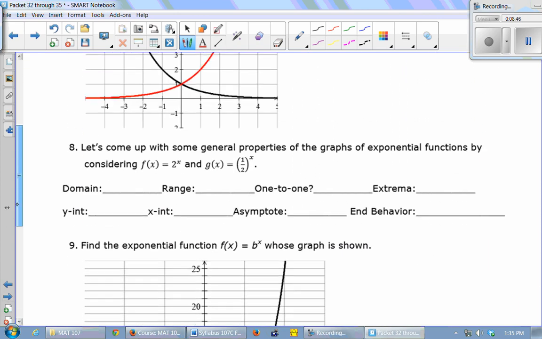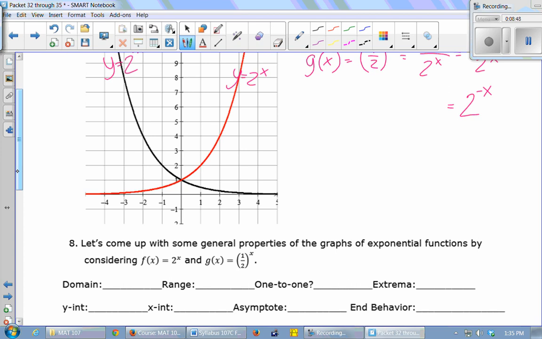All right, let's come up with some general properties about the graphs of exponential functions. Because these are the only 2 basic shapes that an exponential can take, we're going to draw some conclusions just from these 2 graphs. So looking at the red graph and the black graph, what is the domain of both of those? Negative infinity to infinity. They both continue all the way to the right and all the way to the left.